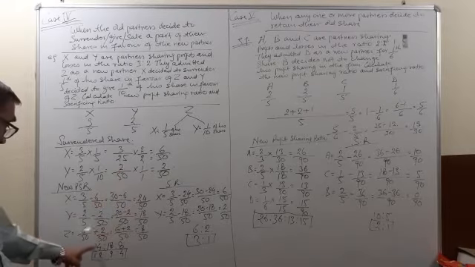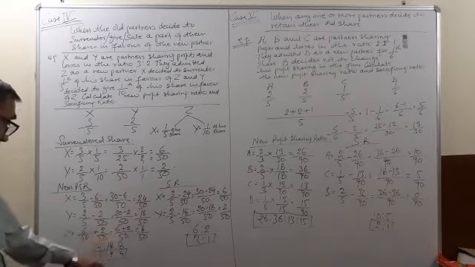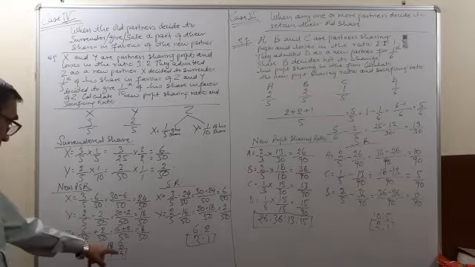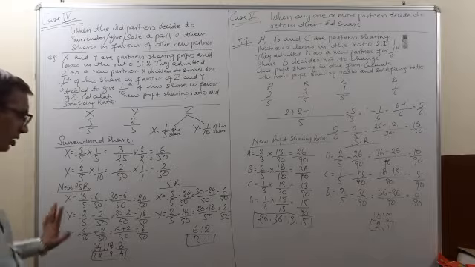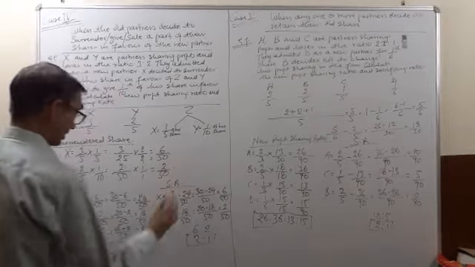So the new ratio is 24 is to 18 is to 8. Simplify it, 12 is to 9 is to 4. Further simplification cannot be done. It is not possible. Now the sacrificing ratio.